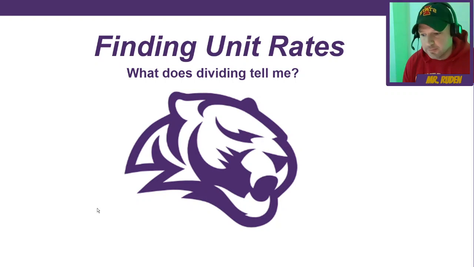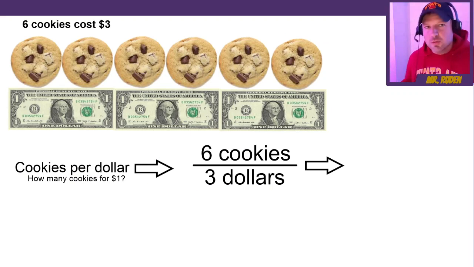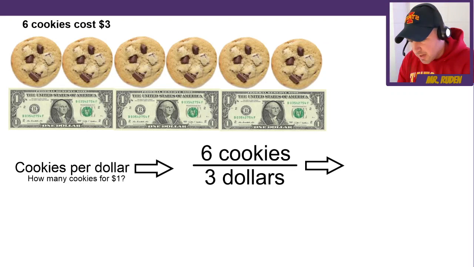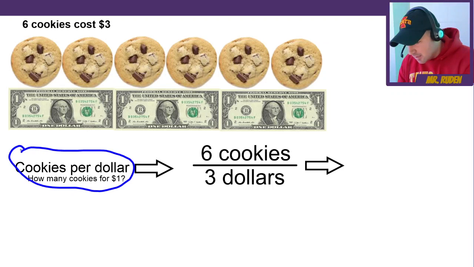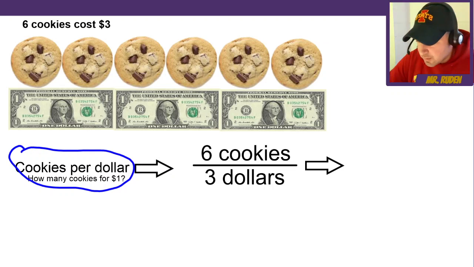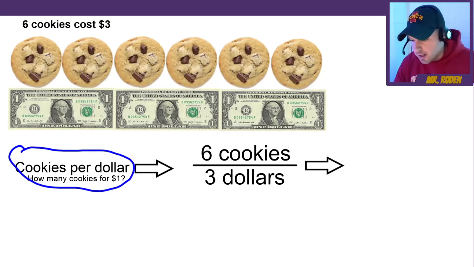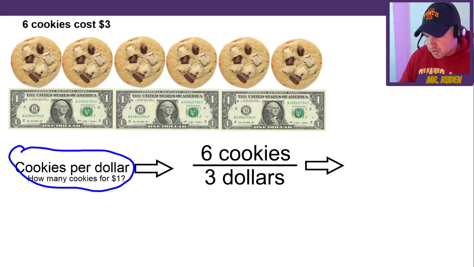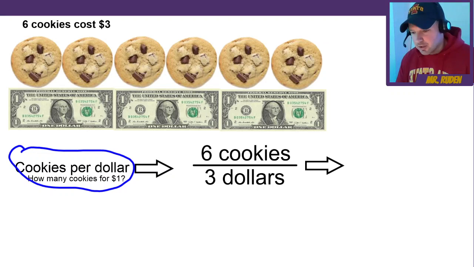So let's get started. If I have this situation where I have 6 cookies that cost $3, there are actually two different unit rates that you can find. One of them would be cookies per dollar. So basically that's asking how many cookies do I get for $1. If you're looking at the picture here, we can visualize how this unit rate works. I want to know how many cookies $1 covers.